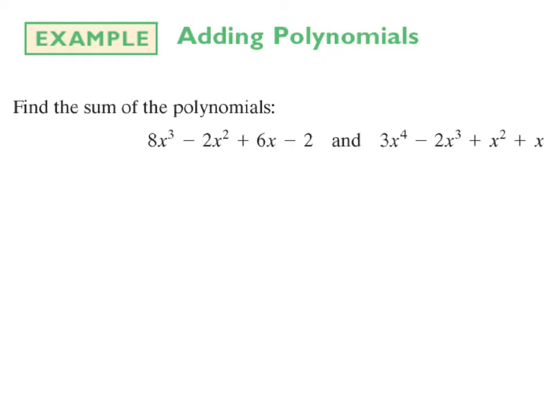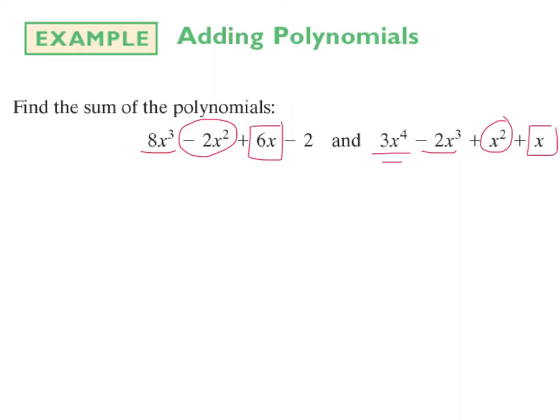Here we have 8x cubed minus 2x squared plus 6x minus 2, and 3x to the fourth power minus 2x cubed plus x squared plus x. Well, first we're going to add like terms with the same power. As we see, we have 8x cubed and negative x cubed, and then we have minus 2x squared and x squared, and then we have 6x with x.